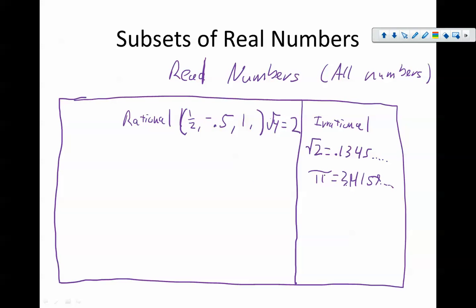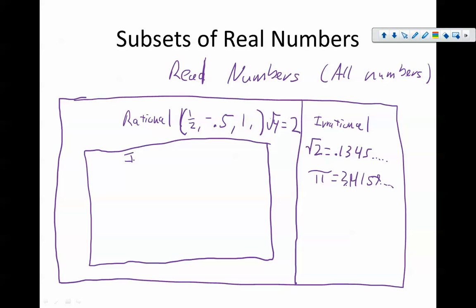Now the irrational numbers are set over here, but the rational numbers we're going to split up as well. The next group is called the integers. Integers are all non-fraction, non-decimal numbers. So anything that isn't a fraction or a decimal is considered an integer. This includes negative numbers like -1, -2, -3, and also 0, 1, 2, 3. All of those are integers. As long as it's not a fraction, it's an integer.